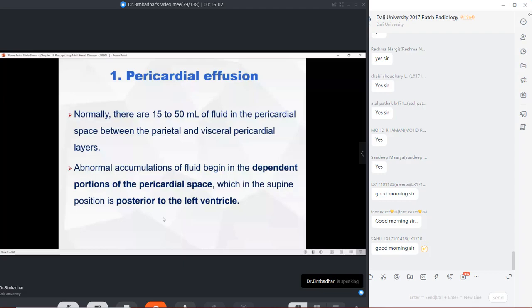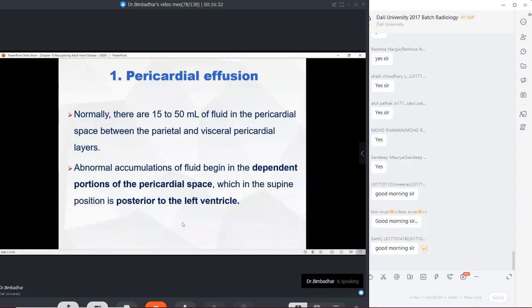Right. Pericardial effusion, the first thing you have to remember, there is something around 15 to 50 ml of pericardial fluid in the pericardial space. And it has got two layers, the parietal layer and the visceral layer. So there is an increase in the pericardial fluid in the pericardial space because it has accumulated between the visceral layers and the parietal layers.